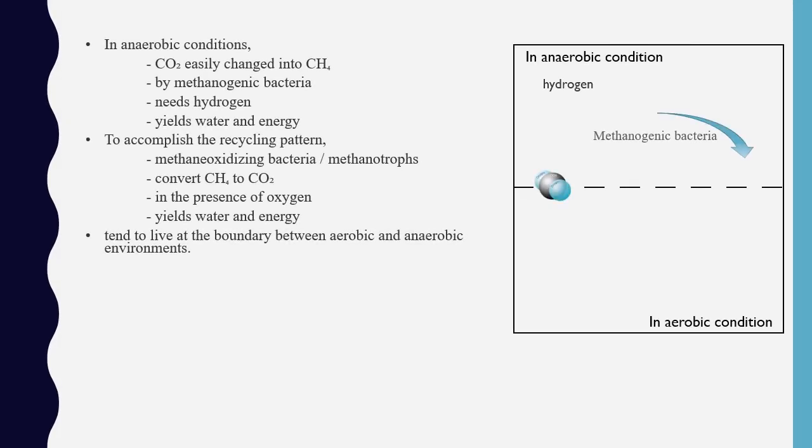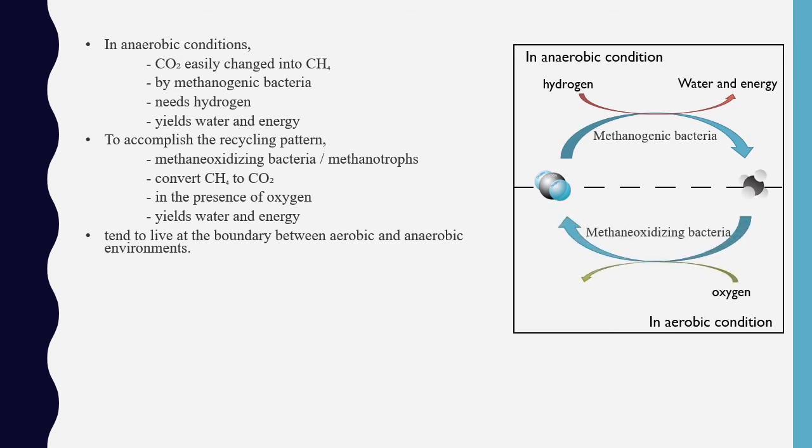Next, in anaerobic conditions, carbon dioxide easily changes into methane, which is accomplished by methanogenic bacteria. The conversion process needs hydrogen, yields water, and provides energy for methanogens. To accomplish the recycling pattern, another group of bacteria called methane-oxidizing bacteria, or methanotrophs, can convert methane to carbon dioxide. In the presence of oxygen, CH4 is oxidized to CO2 by methanotrophs, using water and energy. Methanotrophs tend to live at the boundary between aerobic and anaerobic environments. They have access to the methane produced by the anaerobic methanogenic bacteria, but also access to the oxygen needed for the conversion of the methane.